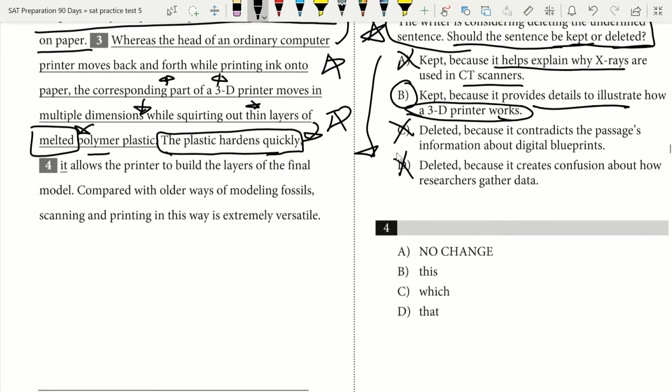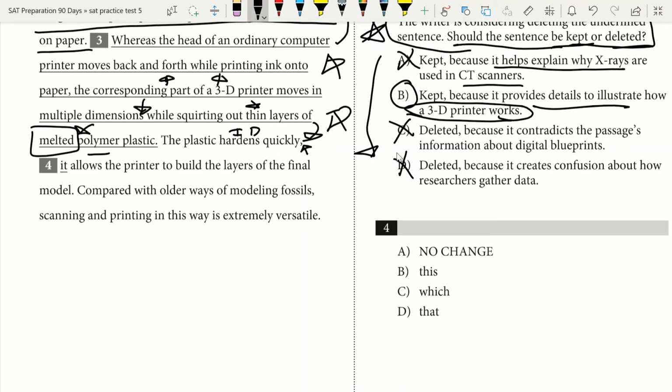All right, next up we got the plastic hardens quickly. If I say the plastic hardens quickly, right, that's an independent clause. So if I'm going to have a comma after it, I have to have one of 2 things, right? I'm either going to have a fanboy and then an independent clause here, or I'm going to have a comma and then a dependent clause.